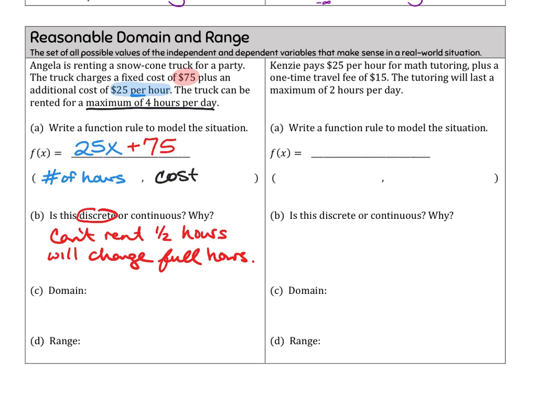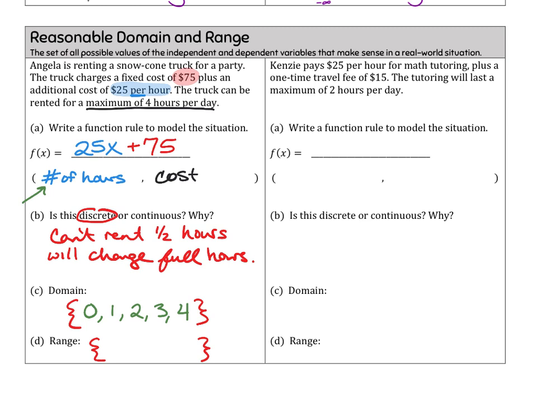Okay, since it's discrete, that means our domain and range are just going to be lists of numbers. No big deal. So let's find our lists of numbers we can have for domain and for range. Domain is my input. My input is the number of hours. So what's the least number of hours that Angela could rent this snow cone truck for? 0. She could rent it for 0 hours, right? That's a thing. She could rent it for 1 hour. She could rent it for 2 hours. She could rent it for 3 hours. She could rent it for 4.